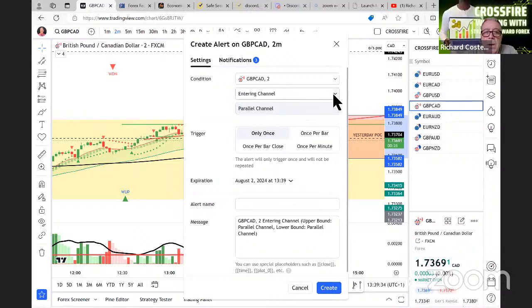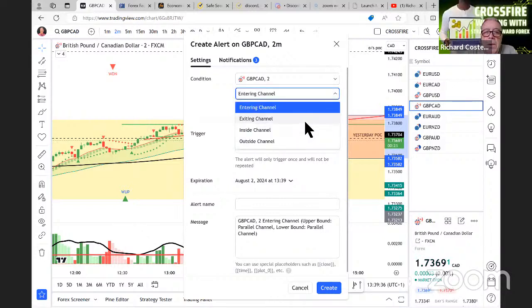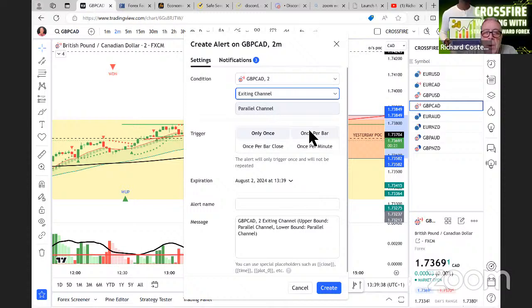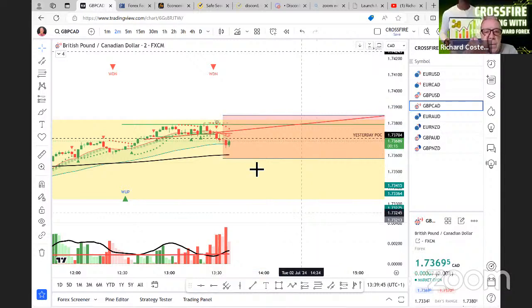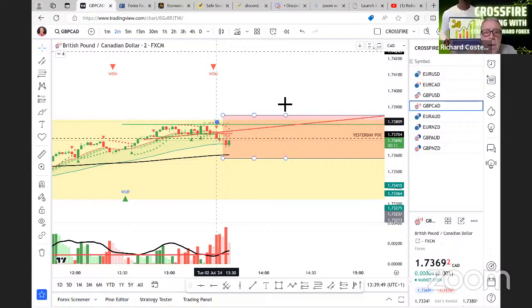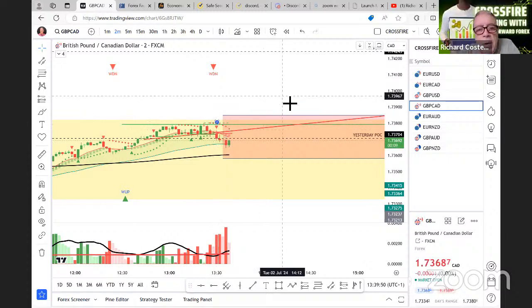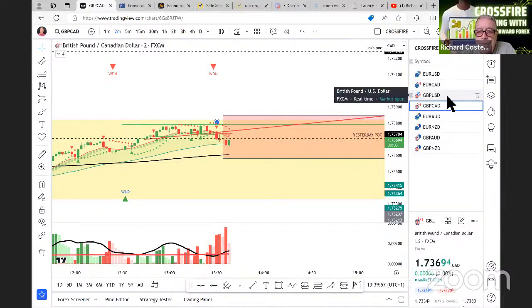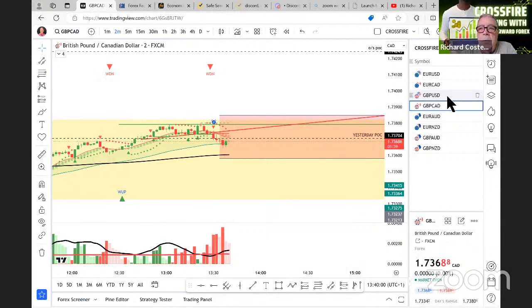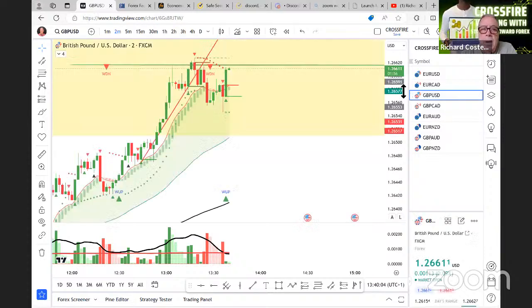Ask for an alert when it exits the channel once per bar, and then I don't have to sit and watch this chart all afternoon. There's a little alarm clock icon there, which confirms that I've got an alert set. So that's the way I'm going to deal with it this afternoon. I'm not expecting a lot of movement. I'm not prepared to sit and watch the charts all afternoon. I'm going to wait until I get an alert.